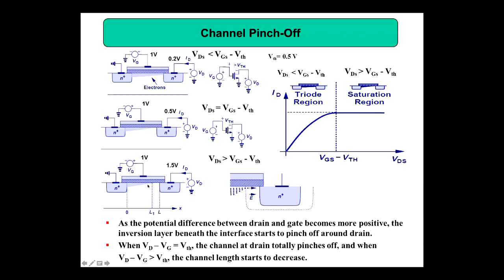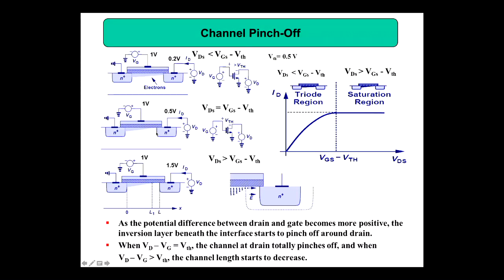Electrons will come here and then move very fast to this region because of this electric field. When Vd minus Vg equals Vth, the channel at the drain totally pinches off. That's the reason here this gate voltage equals this voltage. So 1 volt here, this is also almost 1 volt at this point. At that point, the channel at the drain totally pinches off, and when Vd minus Vg is greater than Vth, the channel length starts to decrease. So what is happening is now your channel length, previously your channel length was this much.